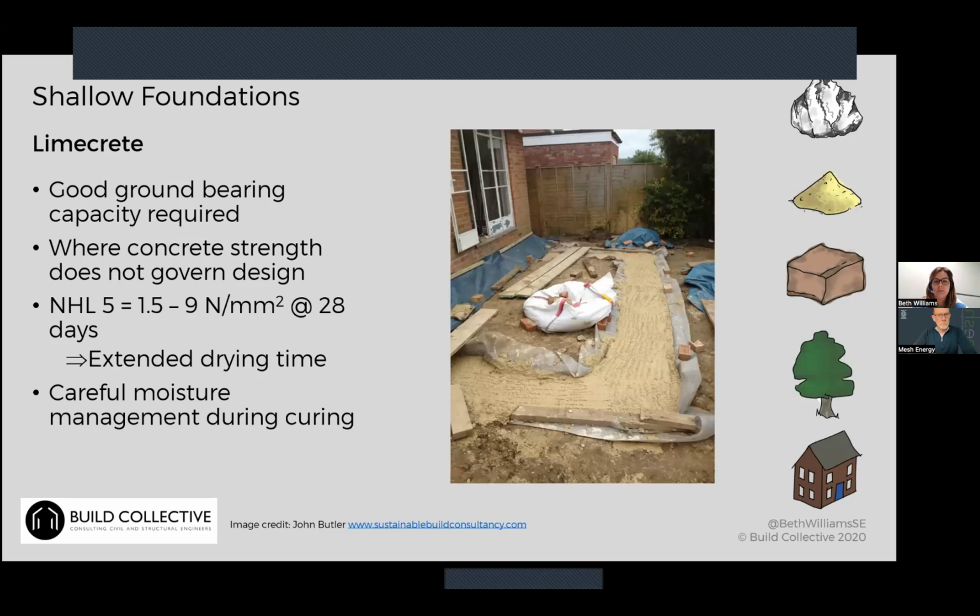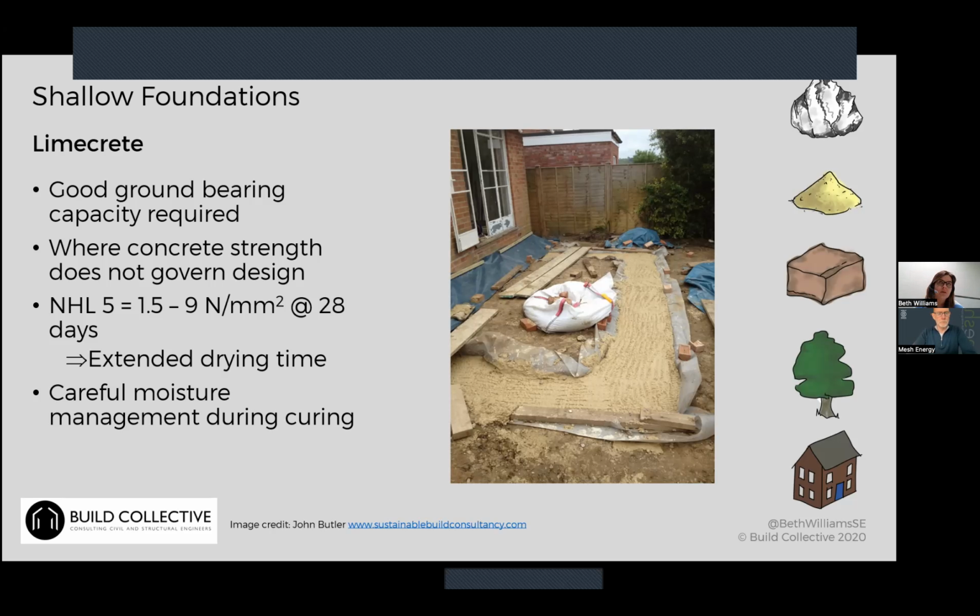One that we get asked about a lot is using limecrete in the ground as an alternative. It's the most similar to concrete as an alternative, because it flows and then it sets. So you could theoretically do something comparable to a concrete foundation in limecrete. You do again need good ground bearing capacity for this to work. Otherwise, you're needing to get something that is really wide, and you can't reinforce it in the same way that you can with a concrete foundation.